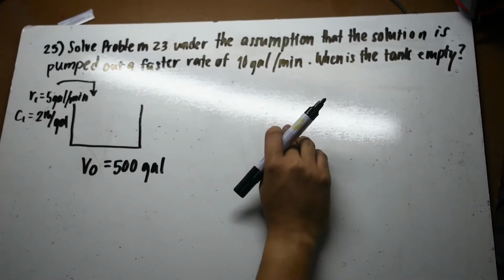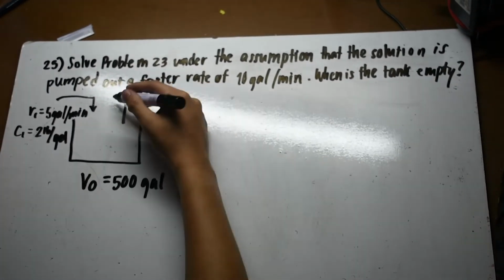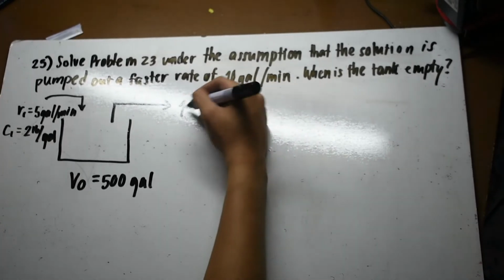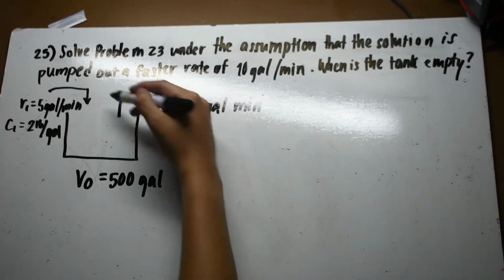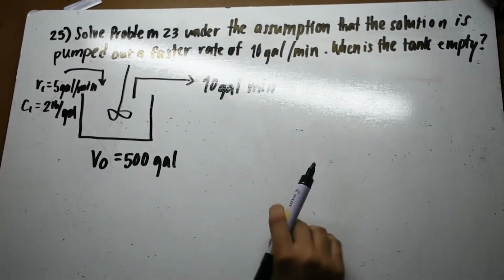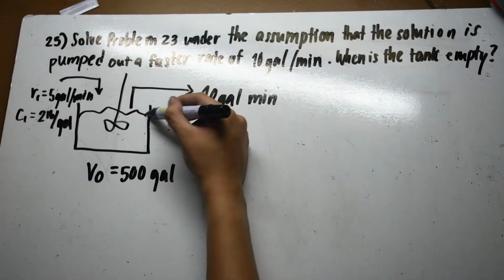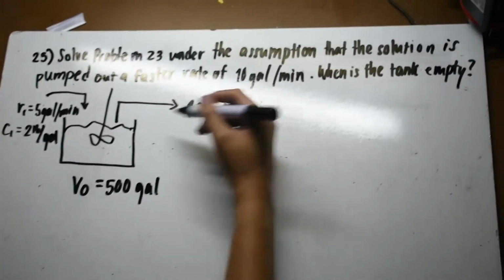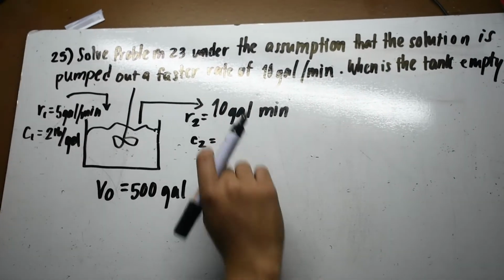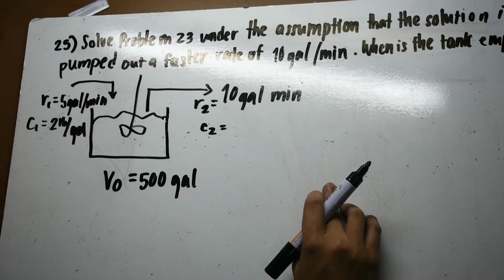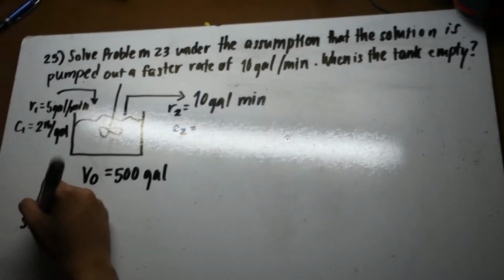Now, our new assumption is the rate coming out is 10 gallons per minute at constant stirring, so the concentration of the volume in the tank is equal to the concentration coming out of the tank. Okay, let's solve this. So, solution.